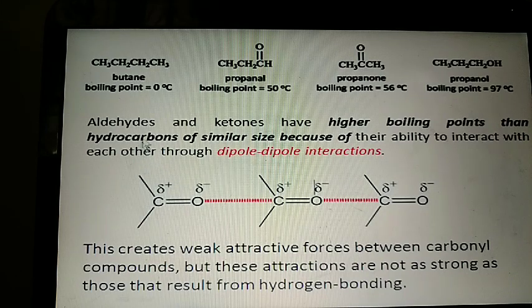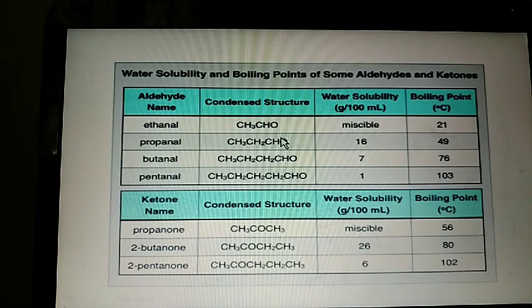So what it means is that aldehydes and ketones have higher boiling points than hydrocarbons of similar size, because of their ability to interact with each other through dipole-dipole interaction. Now solubility: you can see here water solubility and boiling point.